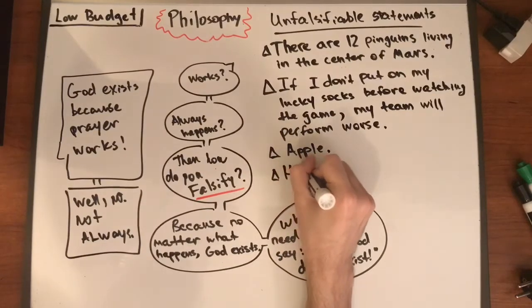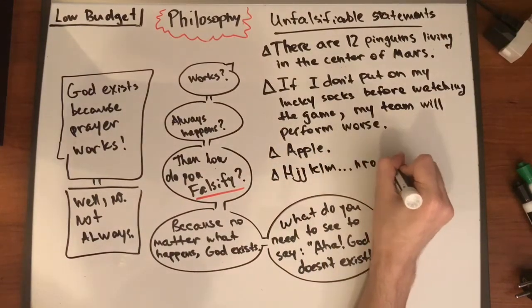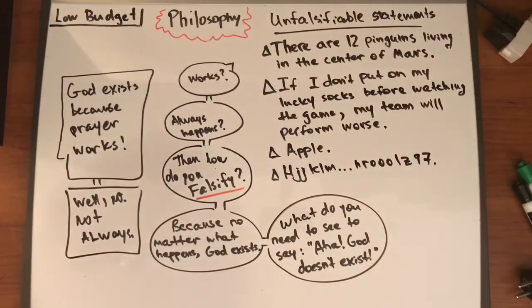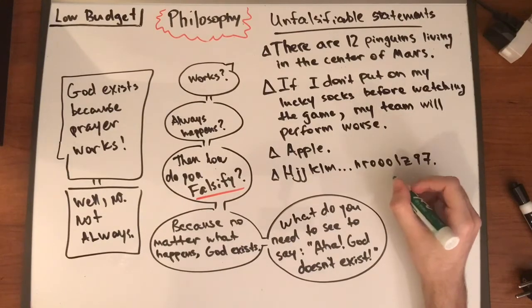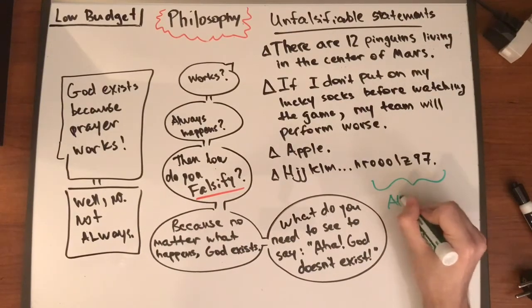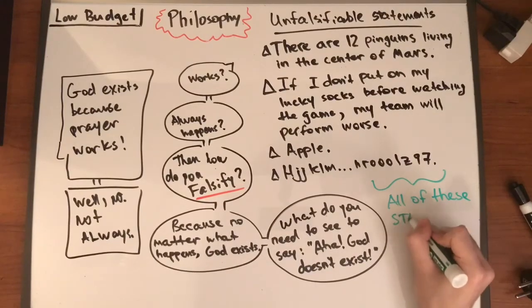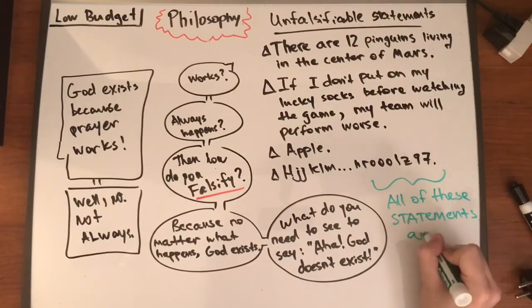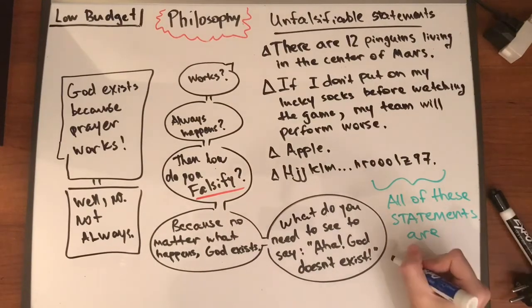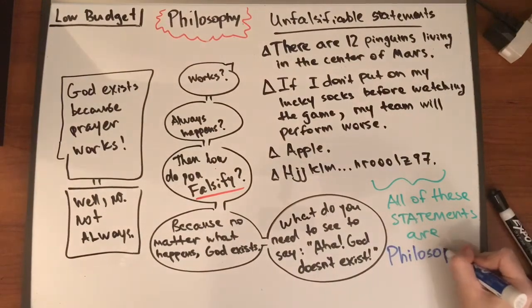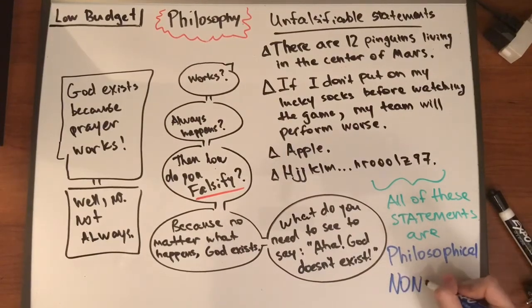There are also some nonsensical statements such as Apple or HGKLM ROOLZ97. And what unites all of those four statements is that there is no way to prove them wrong. Especially in the last two cases, those statements don't even make any sense. But the first two cases are much trickier because they create an illusion of being a statement that can potentially be falsifiable. In philosophy, we call it philosophical nonsense. All four statements are just philosophical nonsense. Such statements should not be taken seriously.